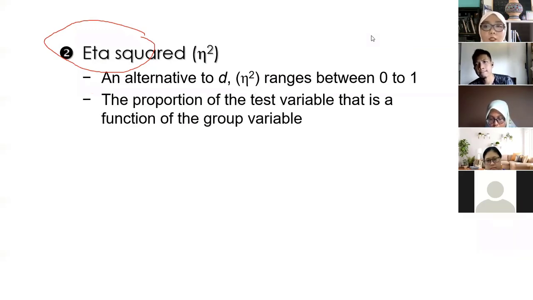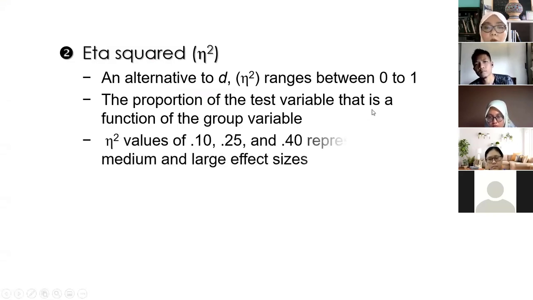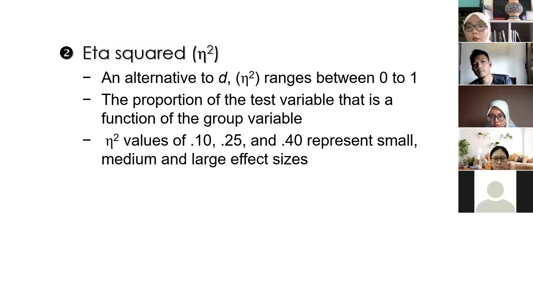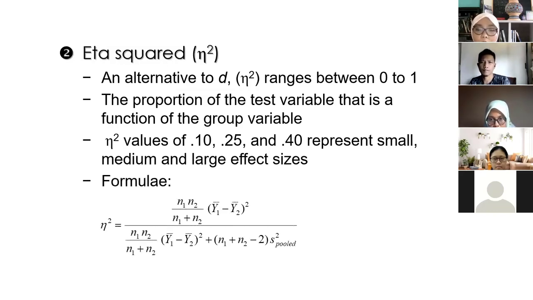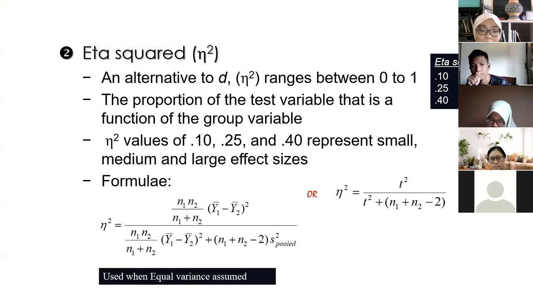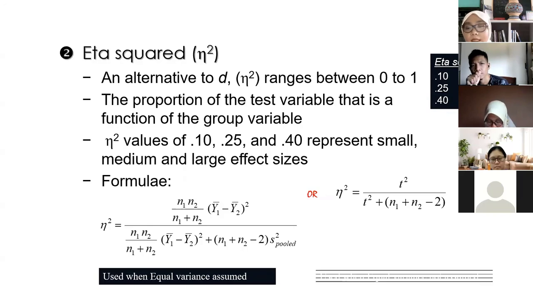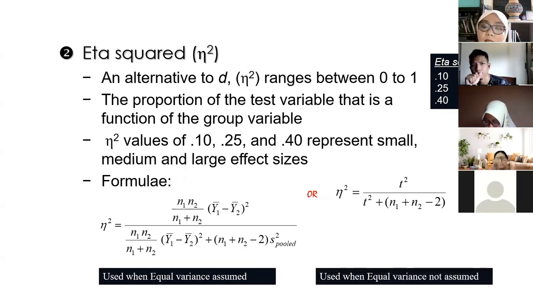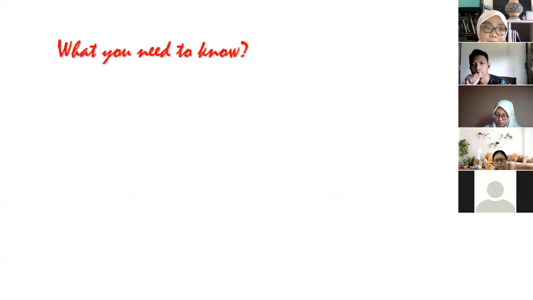So another option is you can use the eta squared, in which eta squared ranges from 0 to 1. It is the proportion of the test variable that is a function of the group variable. So eta squared values of 0.1, 0.25 and 0.4 represent small, medium and large effect size. So the formula, panjang. Tak lah kan dia sebut. The first formula we use when equal variance is assumed. The second formula we use when equal variance is not assumed. The variance is not equal lah.